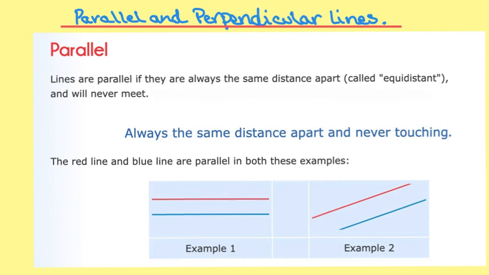If we call the gradient of the red line m1 and the gradient of the blue line m2, in both cases, because the lines are parallel, we can state that the gradients are equal, therefore m1 is equal to m2, and this is always true for parallel lines.